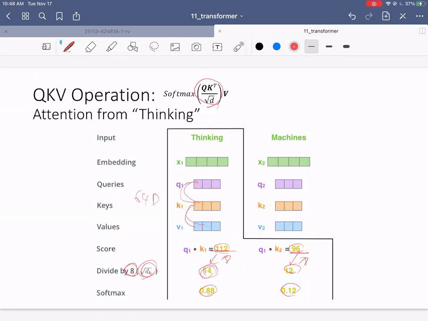So you're given 14 and 12, and then you apply softmax on top of them, and then you get 0.88 and 0.12. So 88% and 12%. So that's how you get the attention distribution.